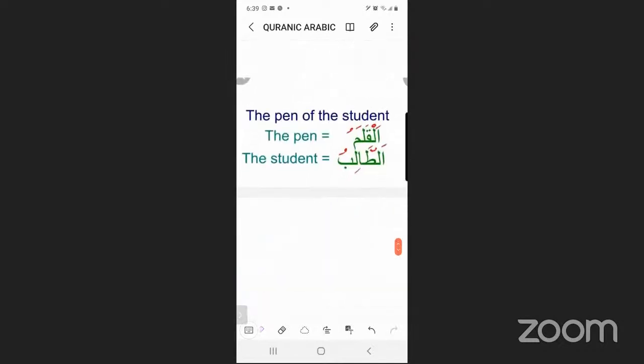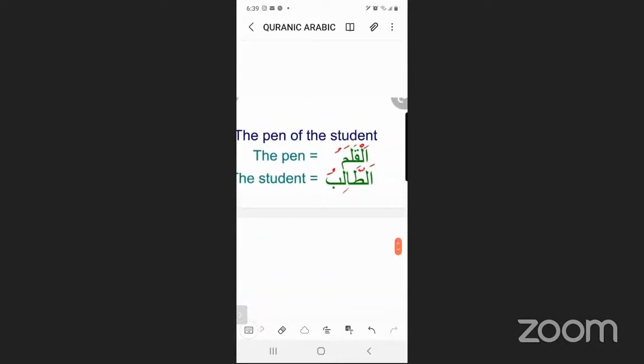So we've done that. Then we have to understand mudaf and mudaf ilayhi, which is also possession. Whenever in English there's "of", it shows possession, and it is mudaf and mudaf ilayhi. The first word is mudaf, and the second is mudaf ilayhi, and then it brings the jar sound. Okay, the pen of the student, "of" is here.